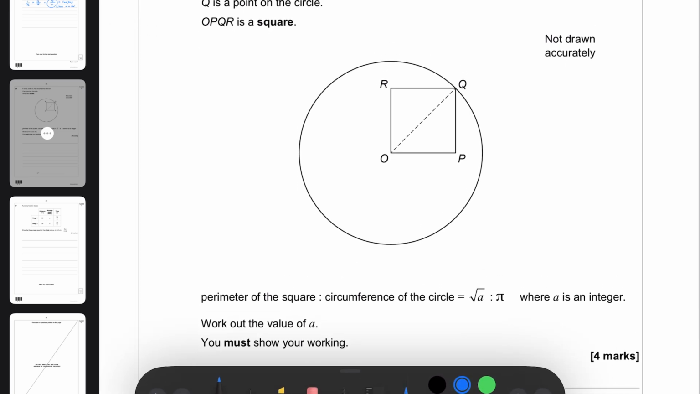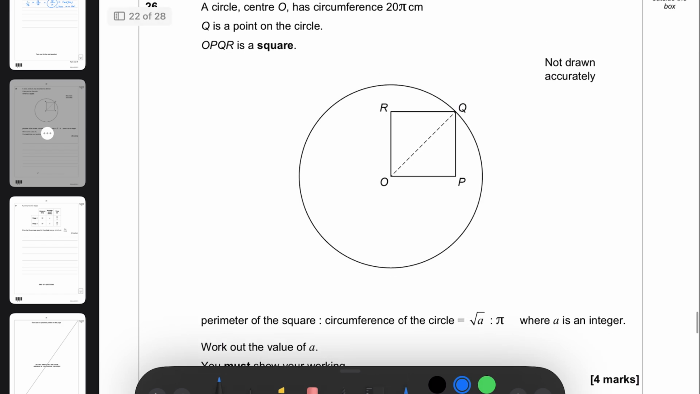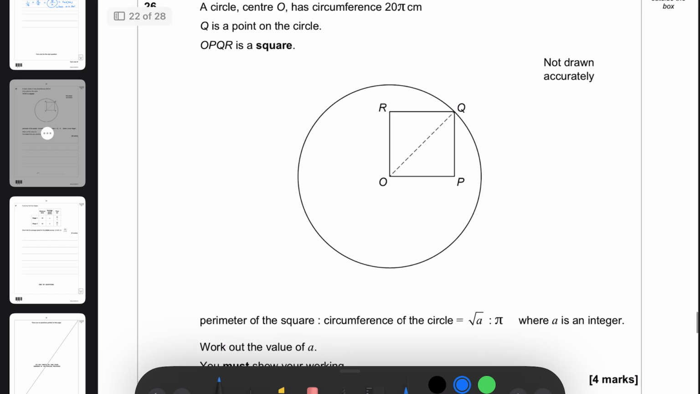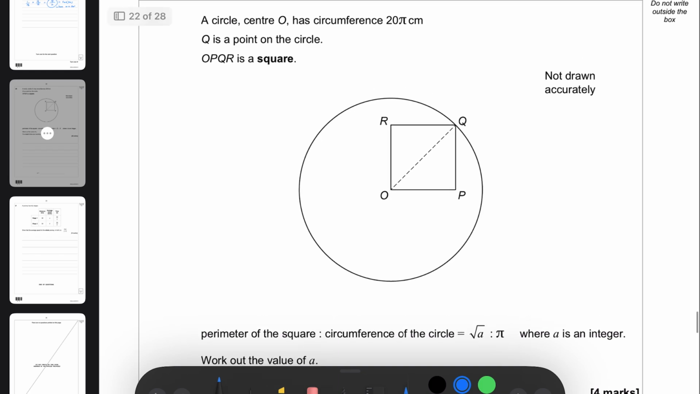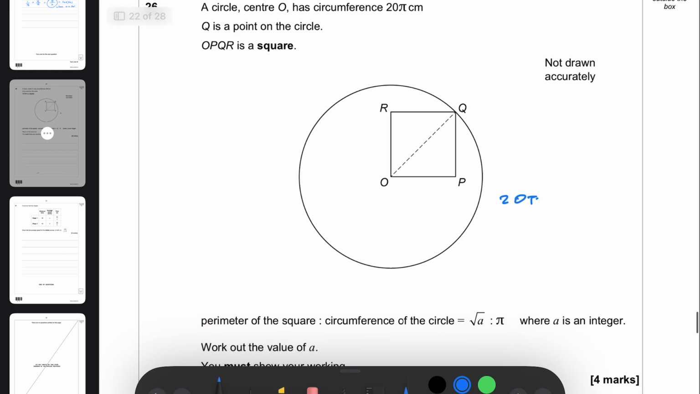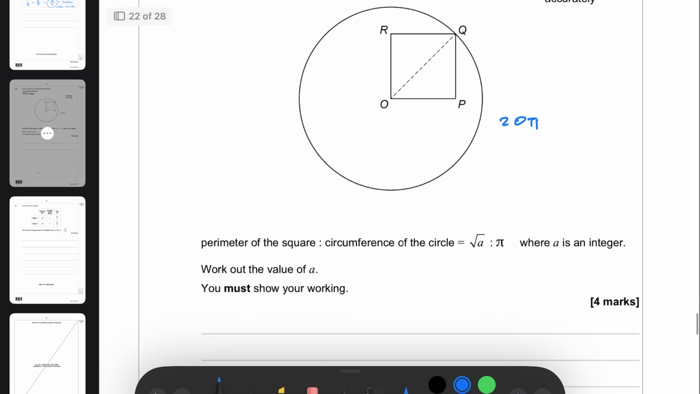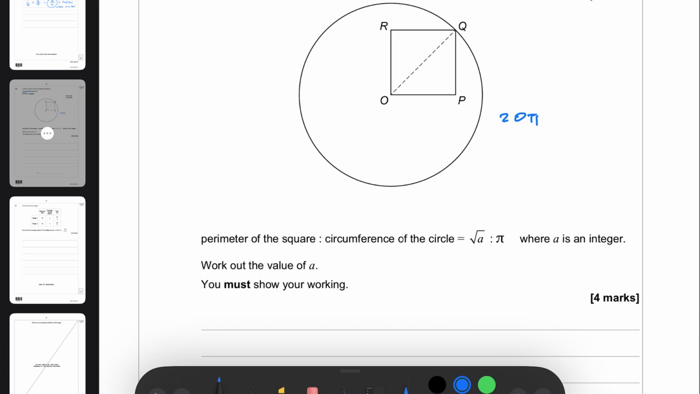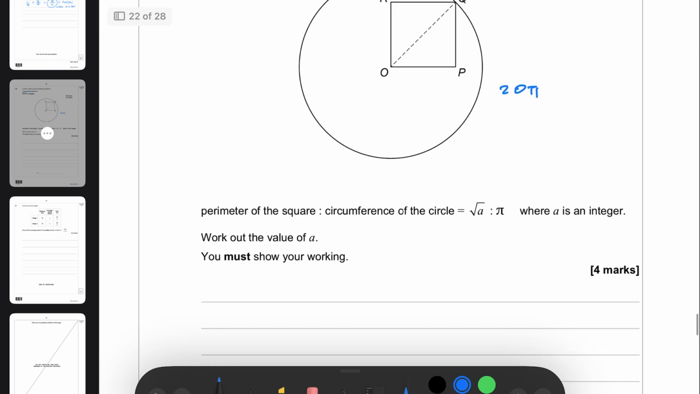Right, so it's pretty much like the other question we did. We need to find A this time. So let me just verify. Right, so we have 20 pi here. We have Q, a random point. We don't care about this, and we know that this is a square indeed. We can see that. Perimeter of the square. So let's start with 1 and 2. Let's start with the more complex one this time, the perimeter of the square.